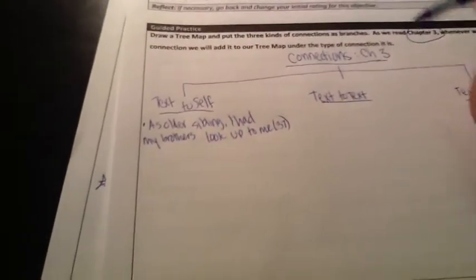You are welcome to include this on your tree map. However, it's going to be stronger if you have your own text-to-self connections. I'm looking for you to make at least 3 text-to-self connections.